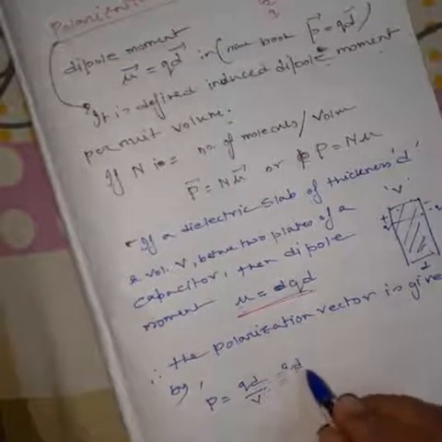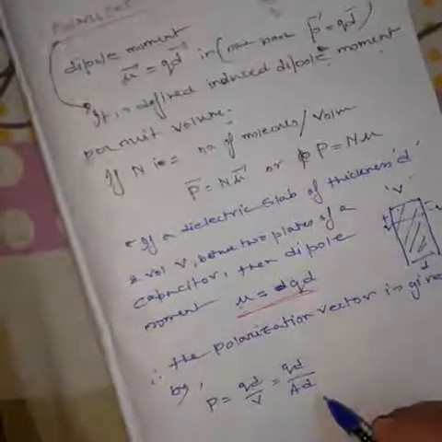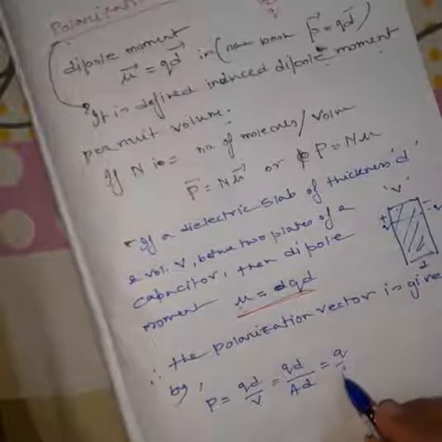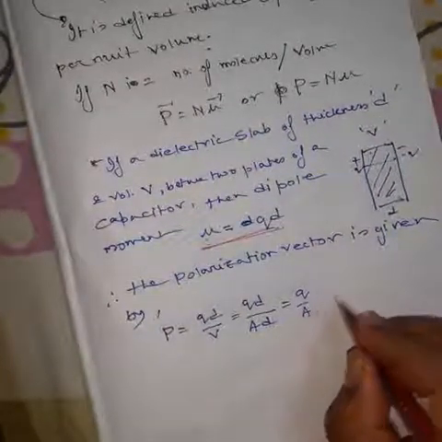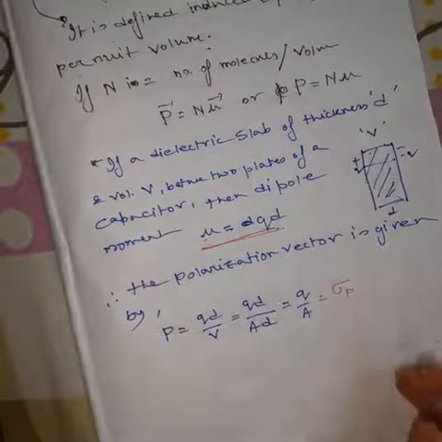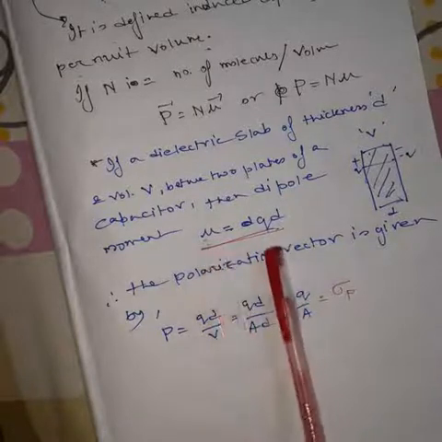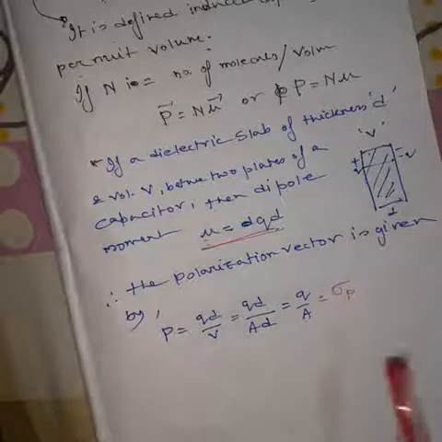So this is QD. Now volume is nothing but area into displacement, area into the distance. So basically this is Q by A. Now Q by A is nothing but charge per unit area, which we can call the surface charge density. We denote it by sigma P, because this is due to the polarization. I'll come to the process of polarization in the next topic.